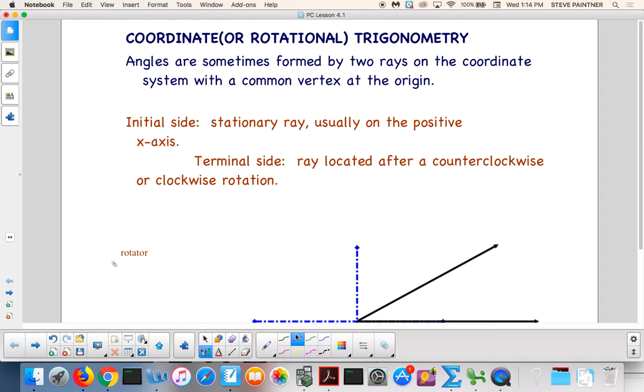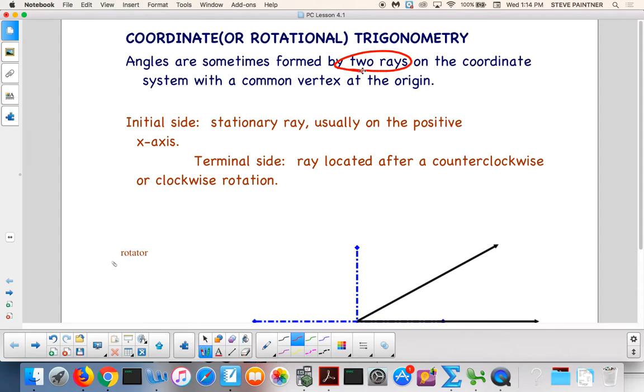Okay, so again, it's the study of the relationship between triangles. But to study that relationship, you got to start somewhere. Where do we start? Let's talk about angles. Okay, so here is the beginning. Angles are sometimes formed by two what? Rays, on the coordinate system with a common vertex at the origin.